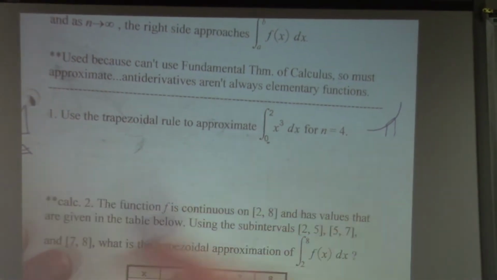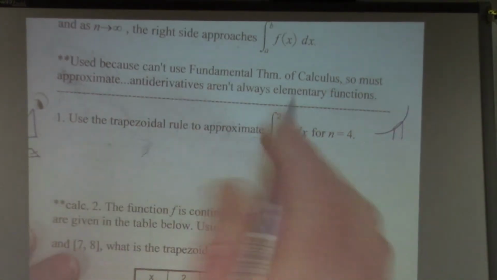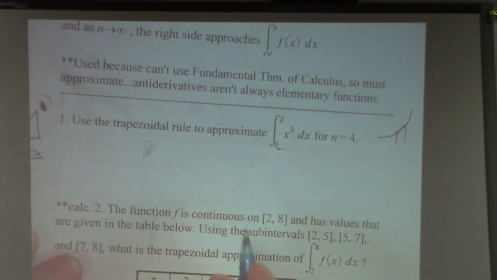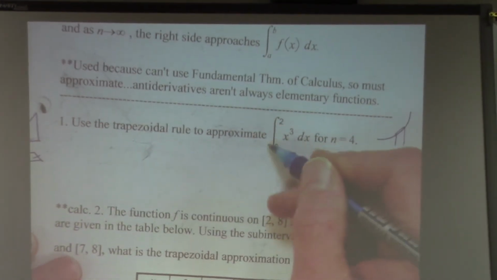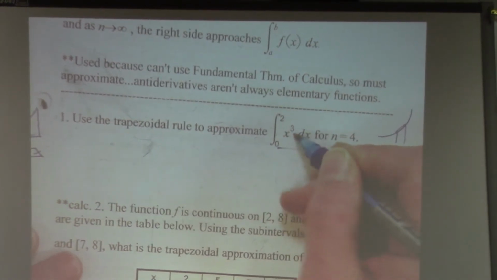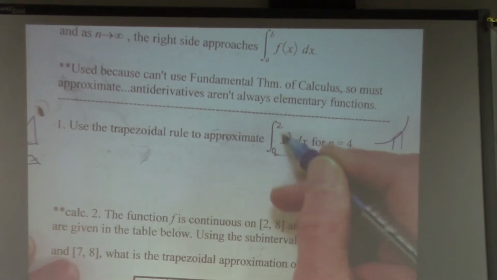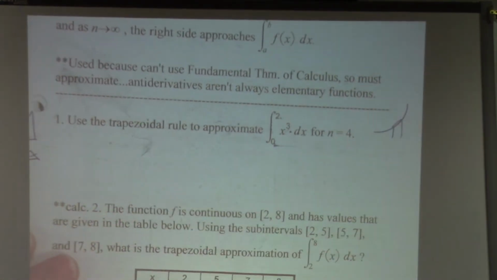And I know this is actually a new symbol that you're not used to, and we're going to talk way more about this next week. But for now, when you see this, it means the area under this graph from this x value to this x value. So the area under x cubed from 0 to 2, and we will dive more into this notation later.